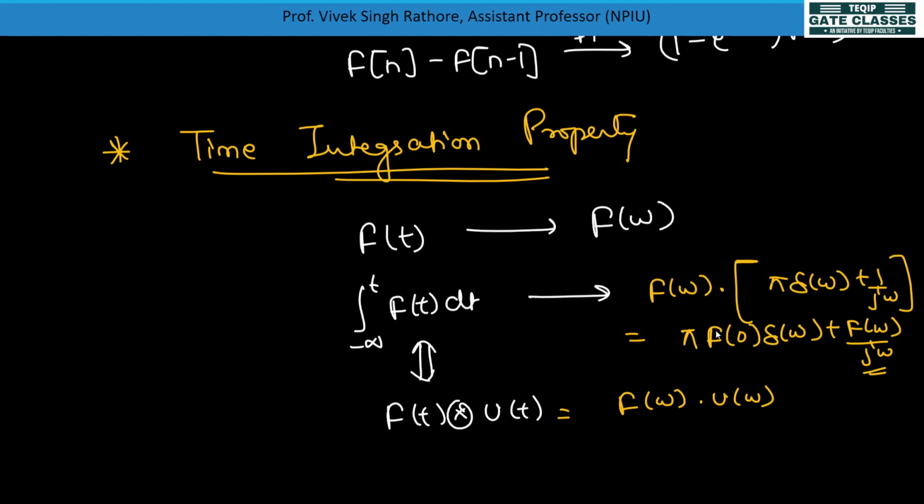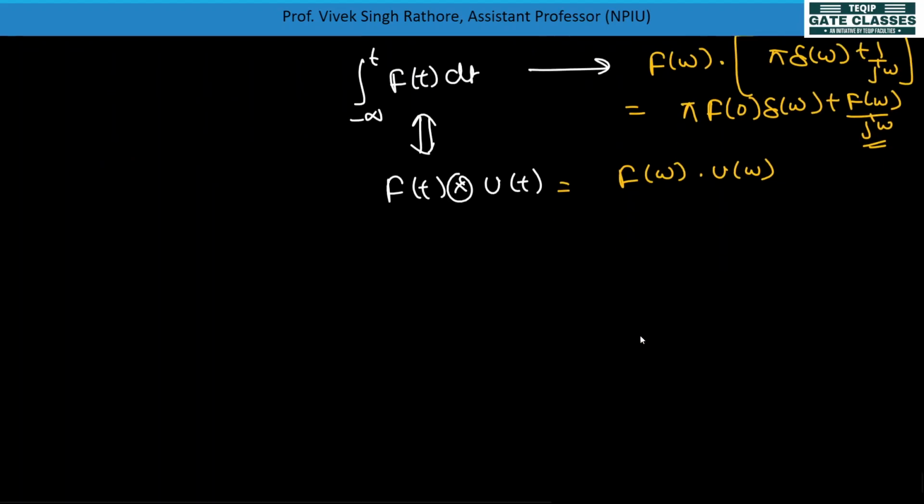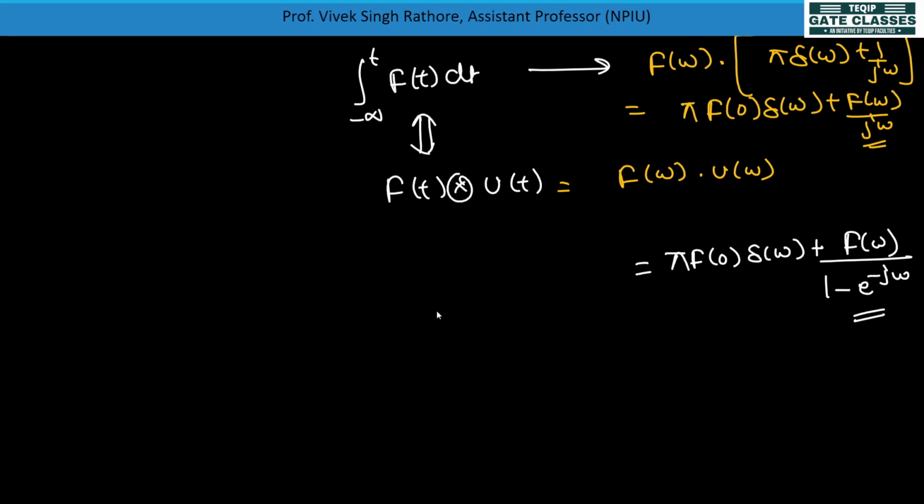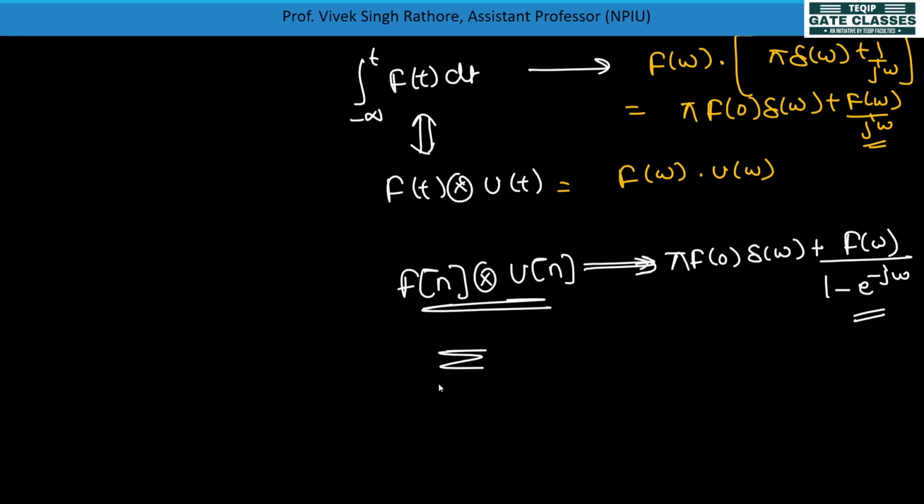This was in the continuous time domain, which I was telling you. For the DTFT, you need to write pi F(0) delta(omega) plus F(omega), and you know j omega can be replaced by 1 minus e to the power minus j omega. This is f(n) convolved with u(n), which is similar to the summation of f(k) from k equals minus infinity to infinity, or you can say n equals minus infinity to infinity of f(n).